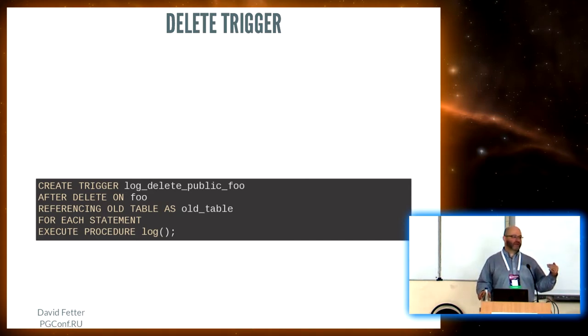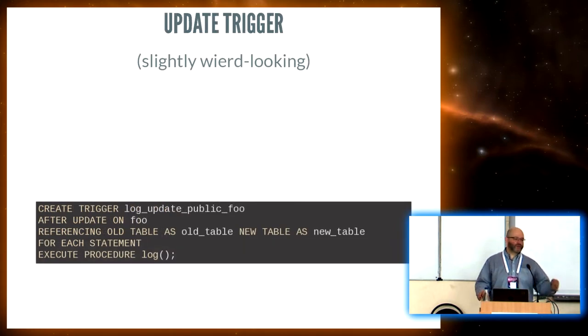And if we fail to reference the thing in the transition table to which we referred in the trigger definition, the trigger can't actually be made. So we need one for each of these operations. And of course, when we do the update trigger, we need both tables in order to find what was the old version of the updated rows, and what's the new version.